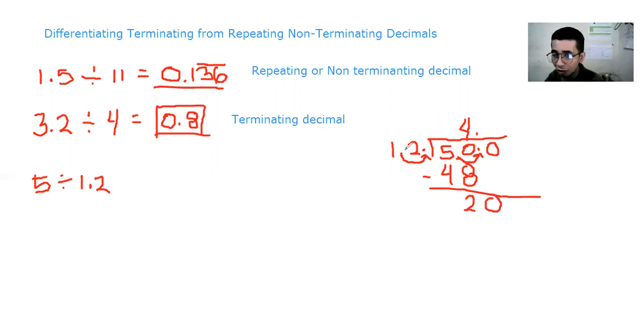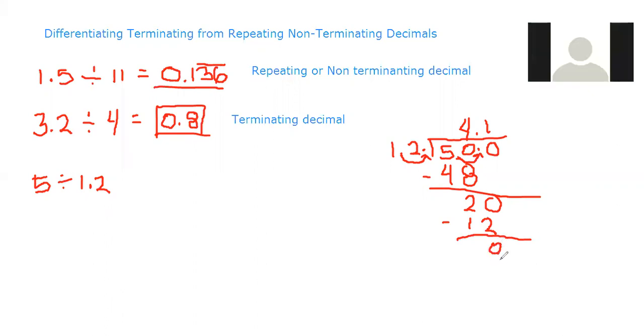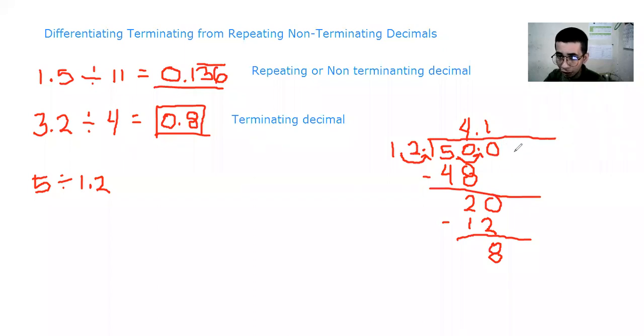Then, 20 divided by 12. What is 20 divided by 12? 1. Okay. That is 1. Then, 1 times 12, that is 12. So, we're going to subtract 20 minus 12. What is 20 minus 12? 8. So, 8 cannot be divided into 12. So, we're going to add 0 again.